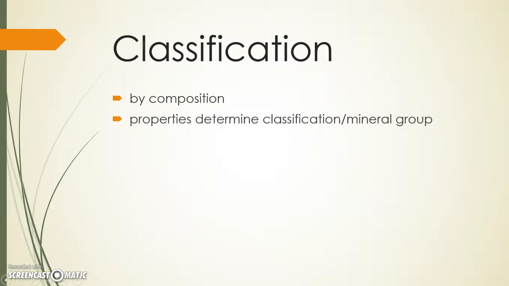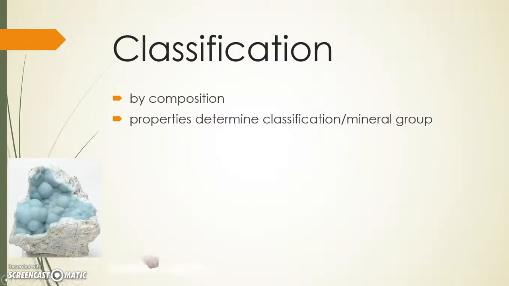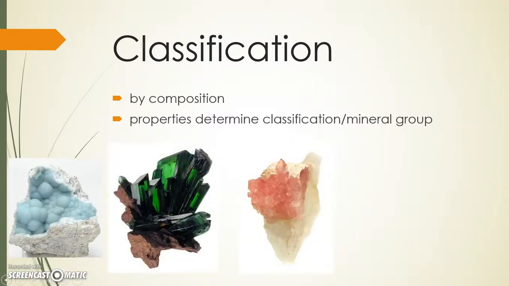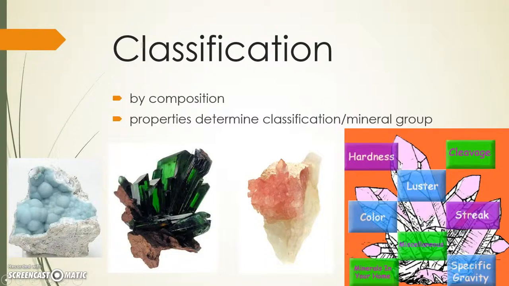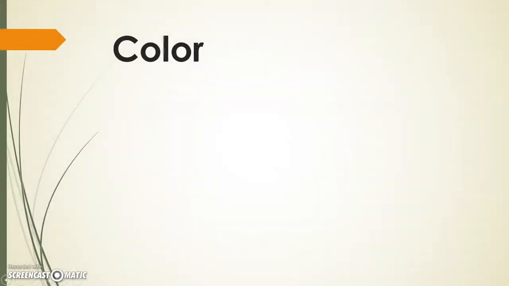So in order to classify a mineral, we're going to do that by composition. And all of these properties are going to help determine a specific mineral group. And all of these can be found in different groups based on their properties. So the first one we're going to look at is the color.